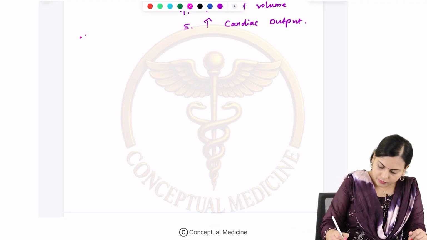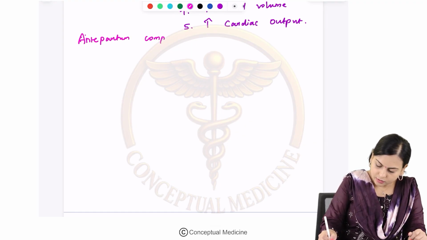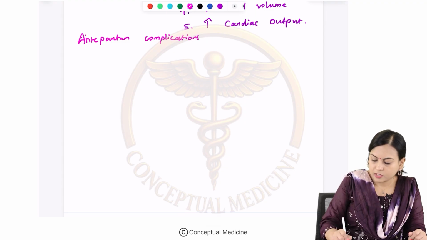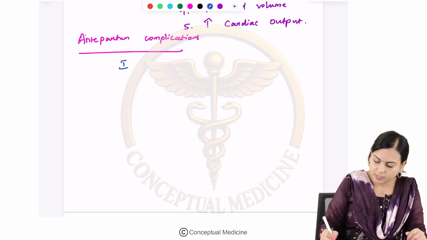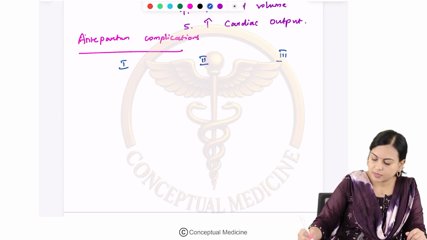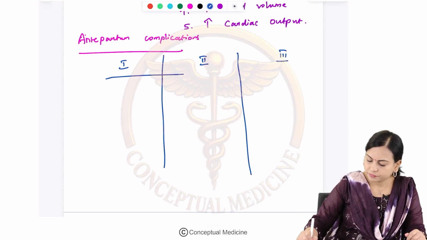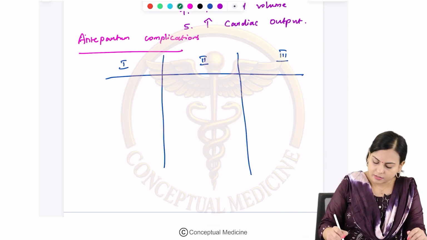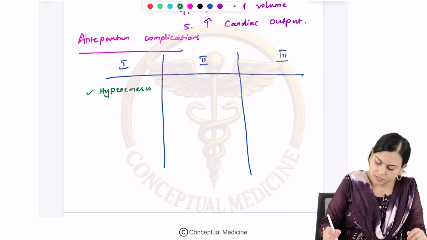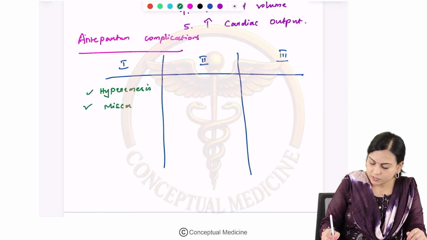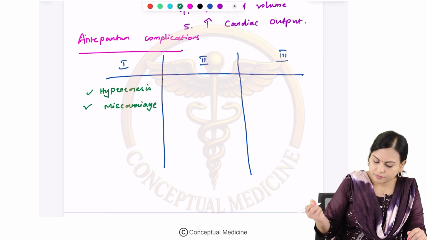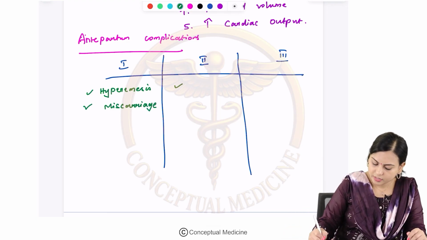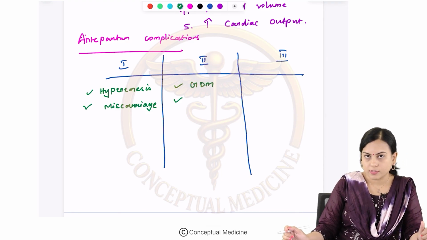Antepartum complications can be further divided according to the trimester. What is happening in the first trimester, in the second trimester, and in the third trimester. In the first trimester, there is hyperemesis and there are more chances of miscarriage. And in the second trimester, there is gestational diabetes mellitus, because the HPL hormone is also more.